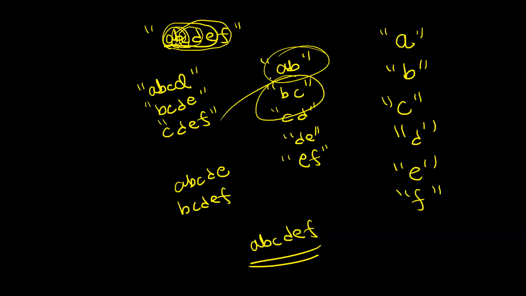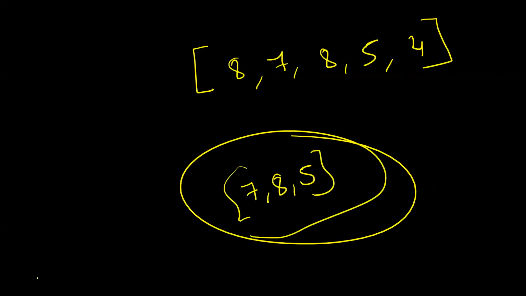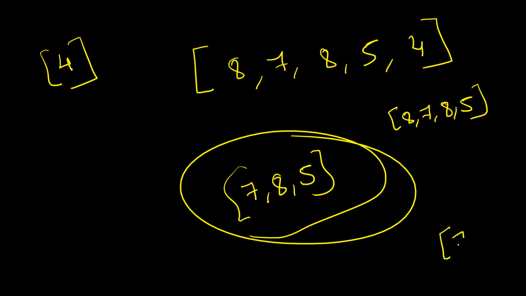So similarly, if I give you an array, 8, 7, 8, 5, 4, and I ask you, is this a valid subarray? 7, 8, 5. Yes, this is a valid subarray. Is this a valid subarray? 4. Yes, this is a valid subarray. Is this a valid subarray? 8, 7, 8, 5. Yes, this is a valid subarray. Is this a valid subarray?